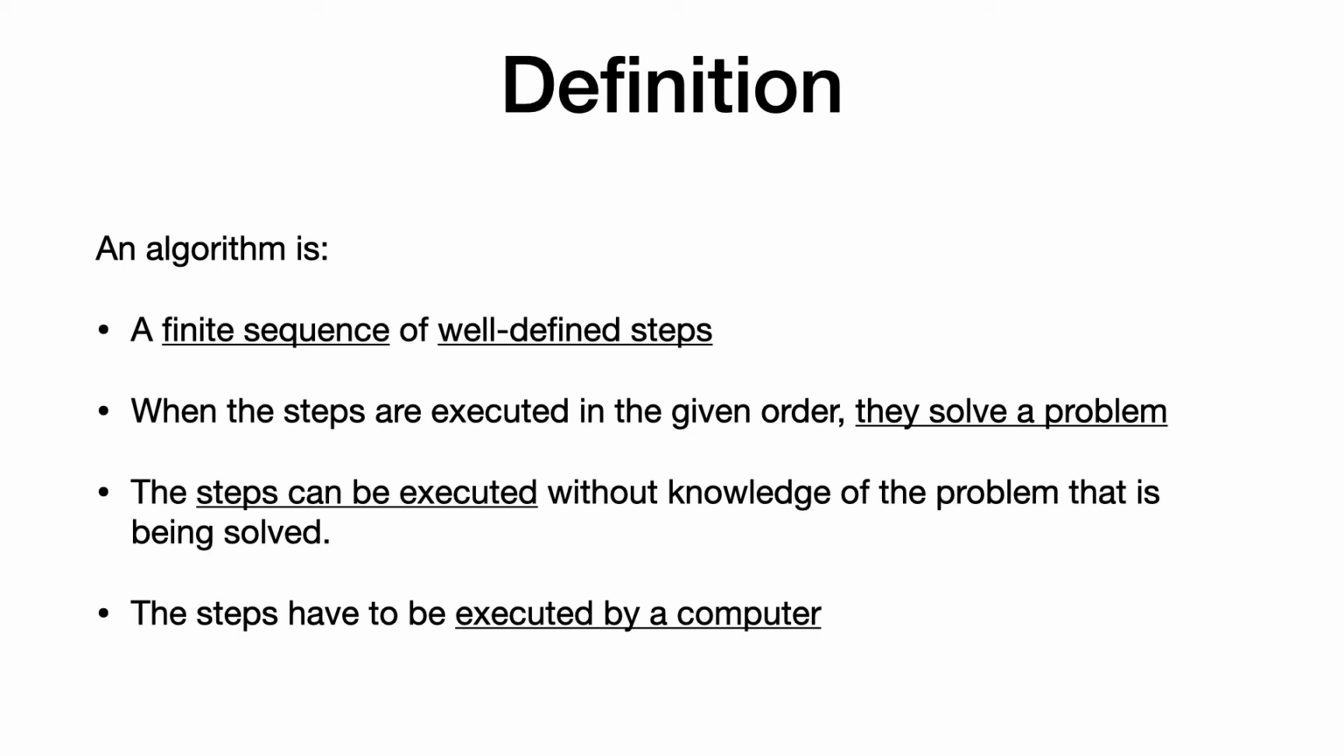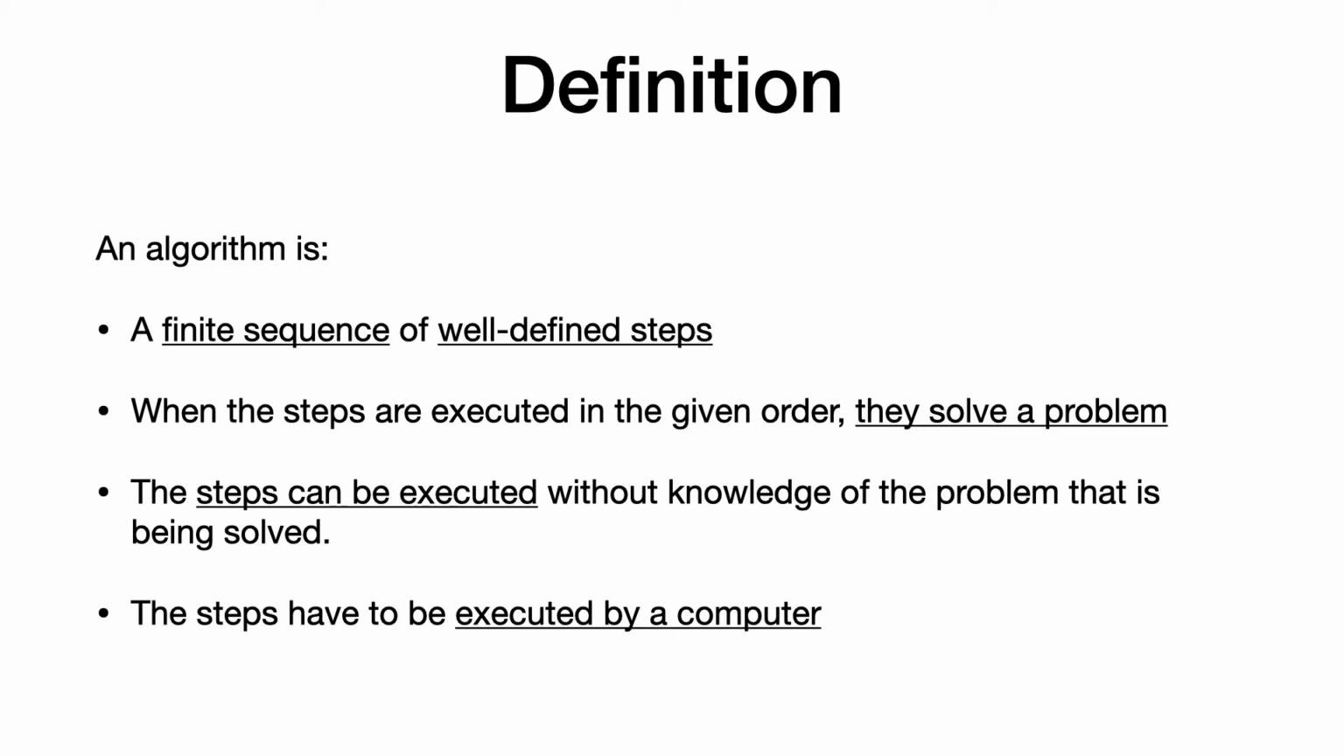So let's start with an informal definition of what an algorithm is. It's a finite sequence of well-defined steps. When the steps are executed in the given order, they solve a problem. The order of the steps is defined by the sequence of the steps. These steps can be executed without knowledge of the problem that is being solved.